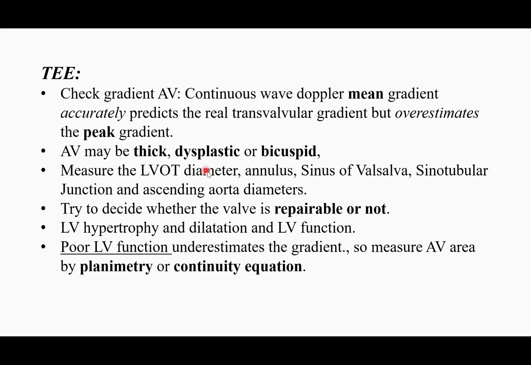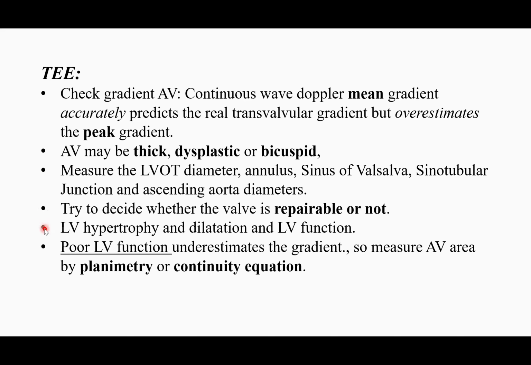Measure the left ventricular outflow tract diameter, the annulus, the sinus of Valsalva diameter, the sinotubular junction, and the ascending aorta diameters. Try to decide whether the valve is repairable or not, because this may be a very good option. If it is repairable and successfully repairable, we avoid all the hassle of the replacement with tissue or mechanical or the Ross operation. So a repair is the best option if possible.